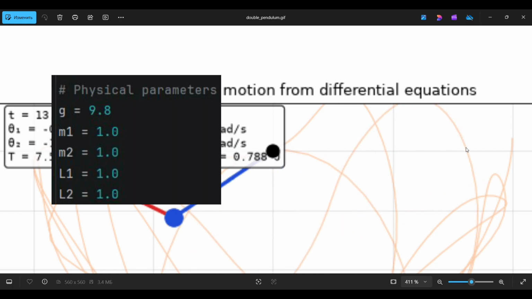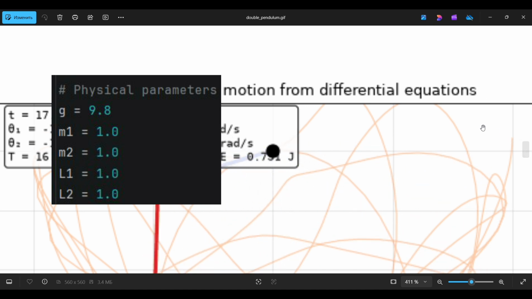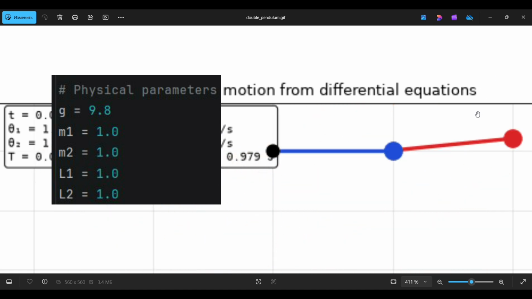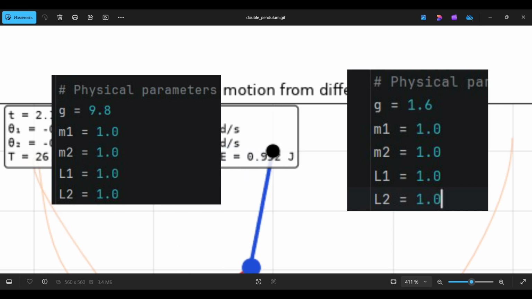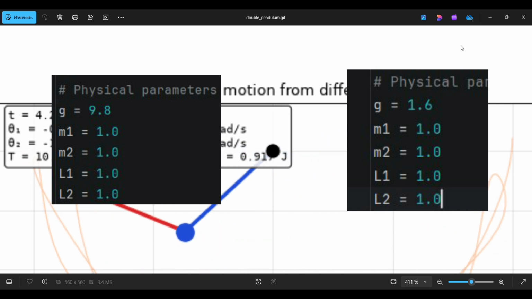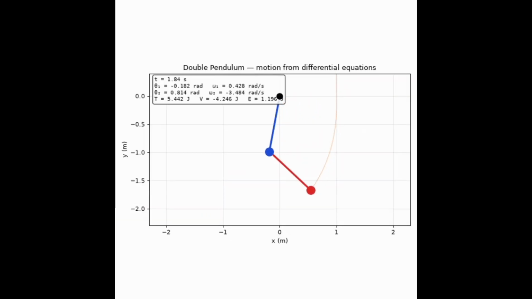Next, we change the gravitational acceleration from Earth's value of 9.81 meters per second squared to the Moon's gravity, which is approximately 1.62 meters per second squared. As expected, the pendulum moves much more slowly because the restoring force is weaker.